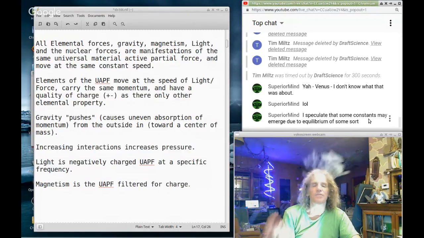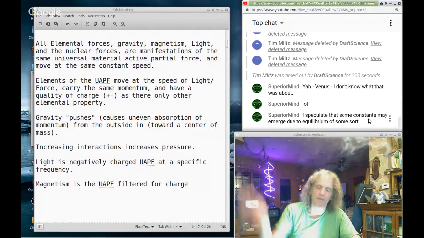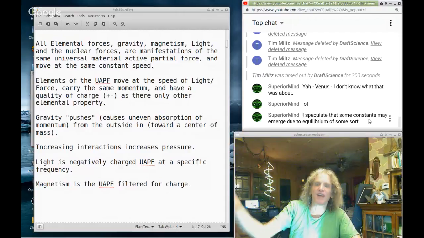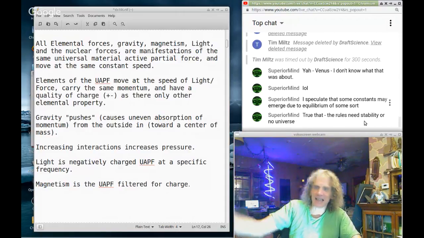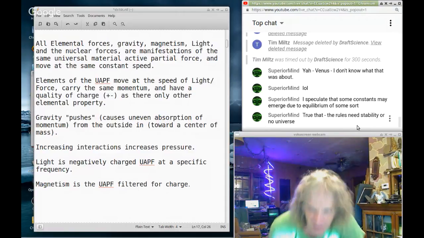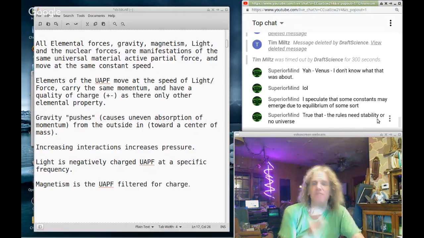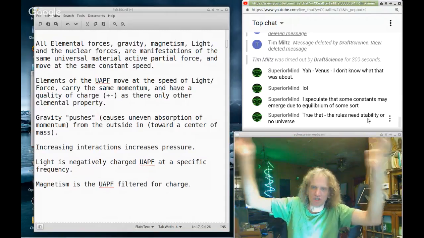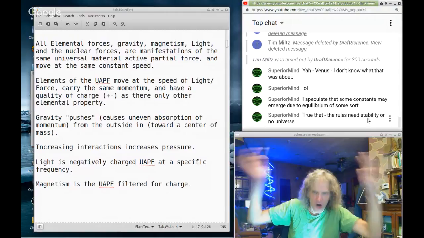I mean, the Earth is a reliable clock because the pressure created by gravity is a reliable energy source that keeps the sun in its exact equilibrium. True that. The rules need stability or no universe. Yes, the whole thing is an incredibly nuanced tower of cards. It's a gigantic house of cards.